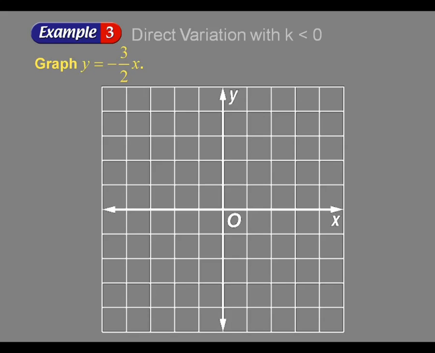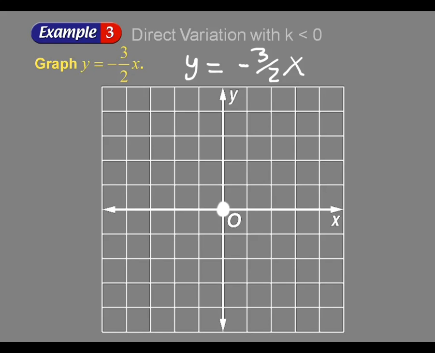All right, let's do one with a fraction here. So, what's my slope in this problem? Negative 3/2, or negative 3 over 2. So I start at 0, 0, because all direct variation equations go through 0, 0. Now, does this say down 3 and to the right 2? Or does it say up 3 and to the left 2? Does it matter?